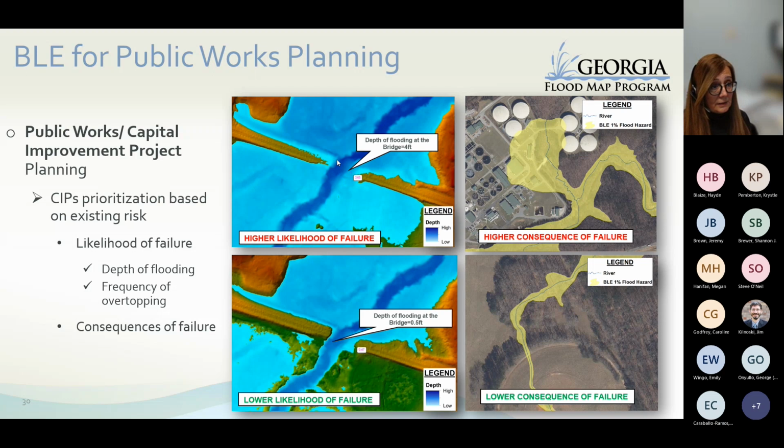So utilizing the depth grids, you can get information about how significant the overtopping is going to be over this particular infrastructure. And also, utilizing the various depth grids, you can identify whether this structure is going to be overtopped during the 10% event, or whether it is only going to be overtopped by the 0.2% event. So basically, the likelihood of failure can also help you prioritize any capital improvement projects in your community.